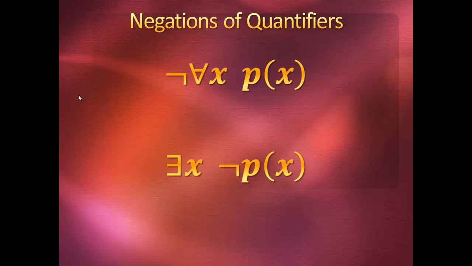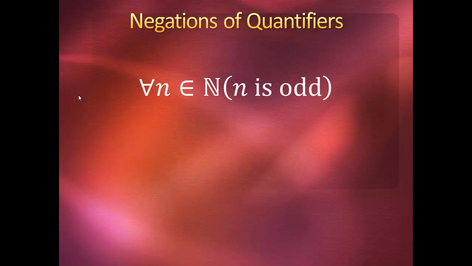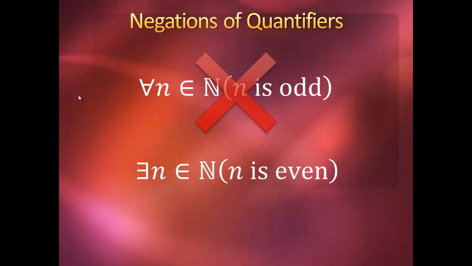So the opposite of "for all x, p of x is true" is "there exists an x such that p of x is false." For instance, suppose my statement says that for all little n in the natural numbers, little n is odd. Well, we know that's not true because there exists a natural number that isn't odd, for example, 2. So we can think of negating a universal quantifier as moving the negation inside it and switching our universal quantifier to an existential quantifier.